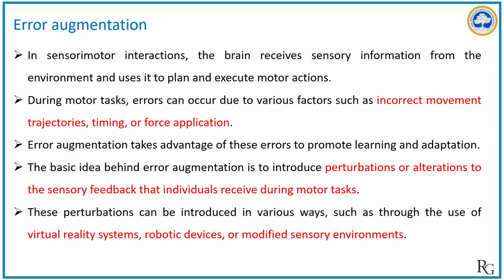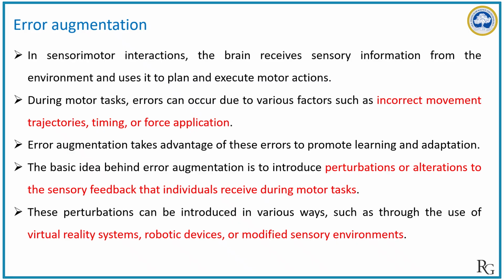Instead of simply trying to eliminate these errors, we can use them as an advantage. This is where the concept of error augmentation comes into play. The core idea behind error augmentation is intentionally amplifying or distorting these motor errors during training. By doing so, we can enhance the brain's sensitivity to mistakes, making it more responsive to learning and adaptation. These perturbations or distortions in feedback can be introduced in various ways, for example through virtual reality environments, robotic systems, or modified sensory setups.